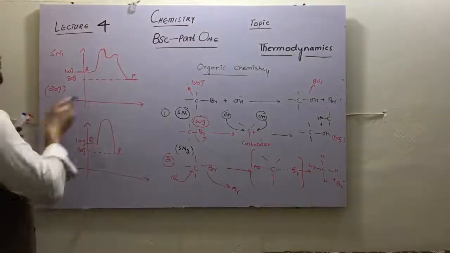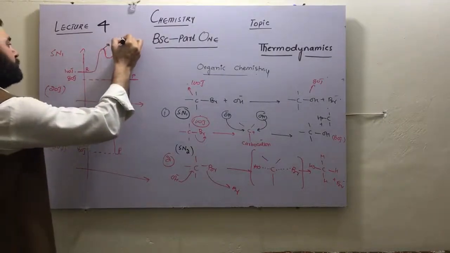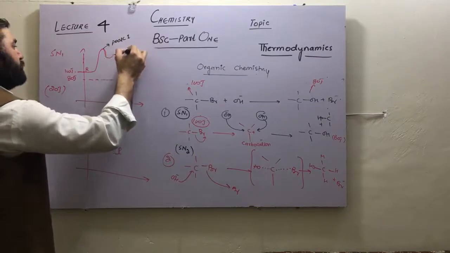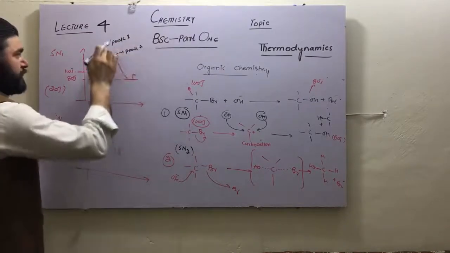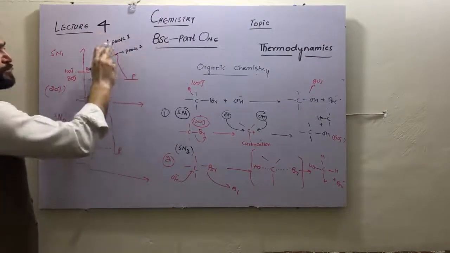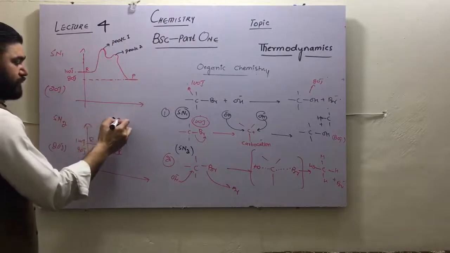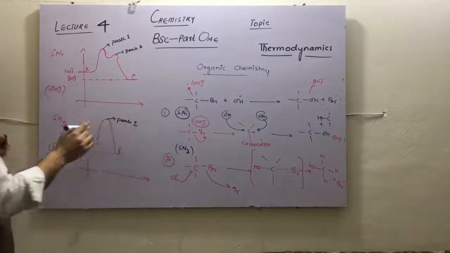This is peak 1, and this is peak 2. Peak 1, peak 2, and this reaction involves 2 steps. And here there is only peak 1, and this means it is only a 1 step reaction.